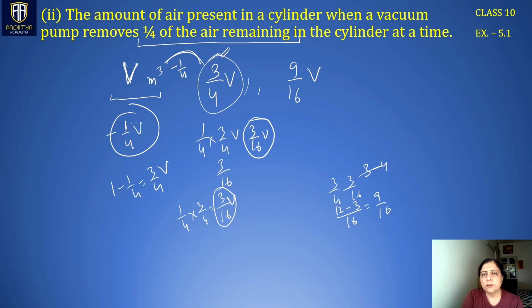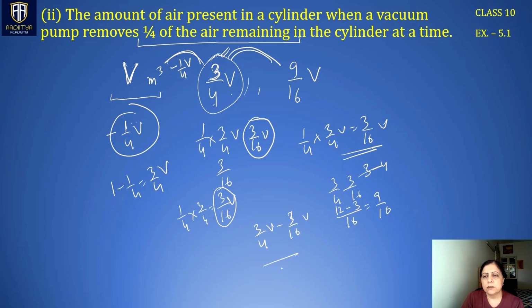So the difference here is 1/4 V. 3/4 V minus V is minus 1/4 V. And the difference here, after taking out 1/4 of the existing volume from the second case, 3/4 V. So 1/4 of 3/4 V is 3/16 V. So this much volume we have taken out. So we are left with 3/4 V minus 3/16 V. That makes, this is 16, 4 4s are 16, 4 3s are 12 and 16 minus 12 is 3. So this is 9/16 V.